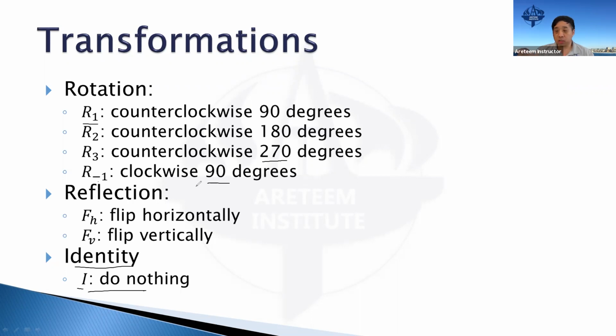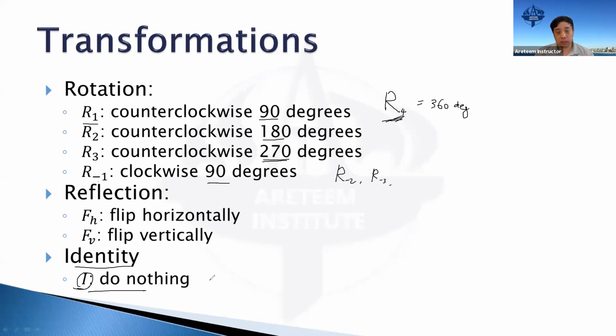We could do the clockwise rotation too, so I can also define R-2, R-3. Those can all be defined. I can also say R4. By this pattern, 90, 180, 270, R4 is 360 degrees. But think about this, R4 is just the same as I, the identity. It's not going to do anything. R4 is just back to the original.